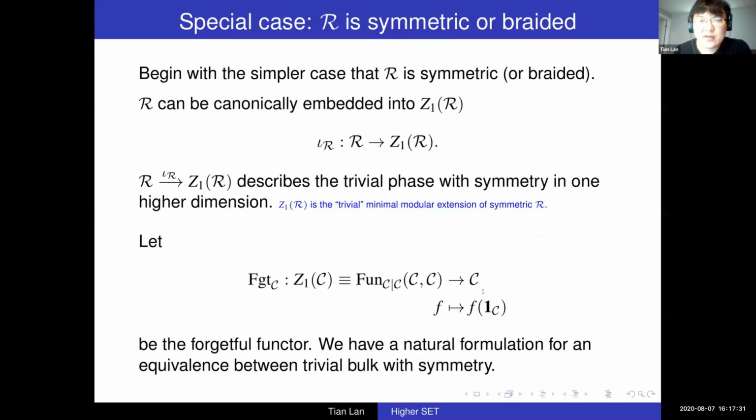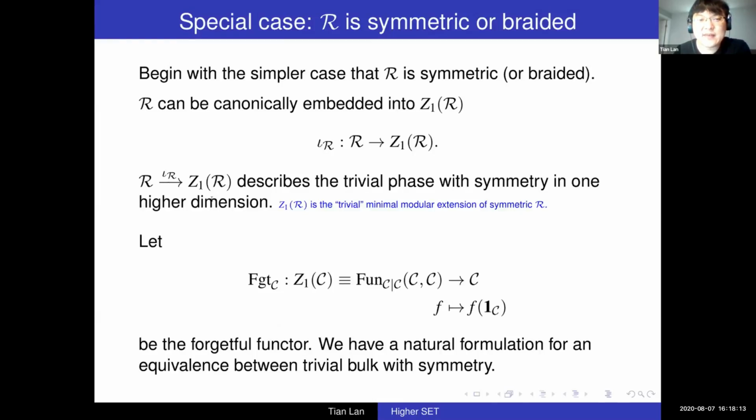Okay, so let's first look at the special case. We assume for the moment that our higher symmetry, this R, is a symmetric fusion category, or what we call a braided fusion category. In this case, we have a canonical embedding that we can embed R into its bulk. It's a braided embedding. So basically, you use the braiding of R, and you just put it as the braiding in the half braiding in the Drinfeld center.